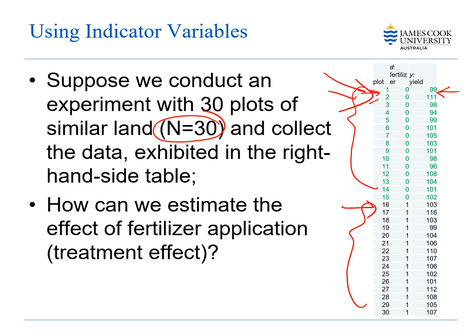You should understand that for each land, let's pick one land and let's roll a dice. Let's flip a coin. If it comes up heads, then we apply the fertilizer. If it comes up tails, we do not. Then we do this for all 30 plots, and we collect data.